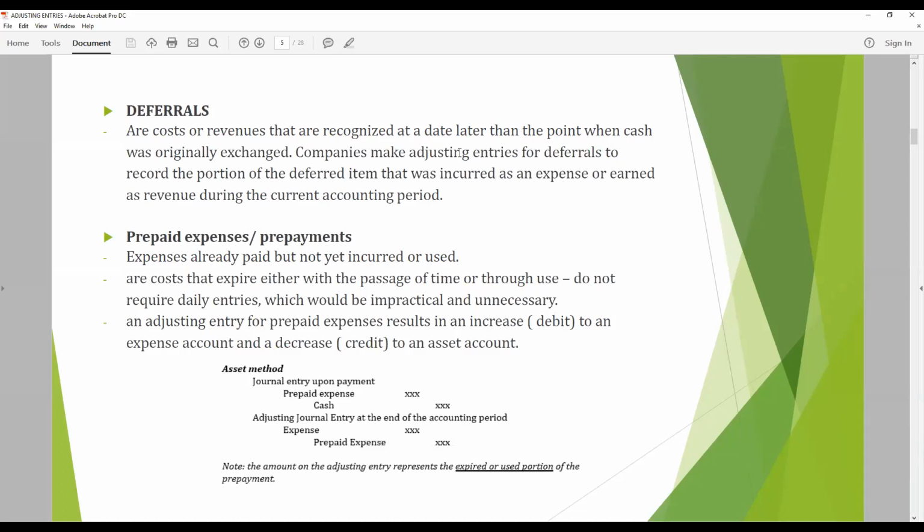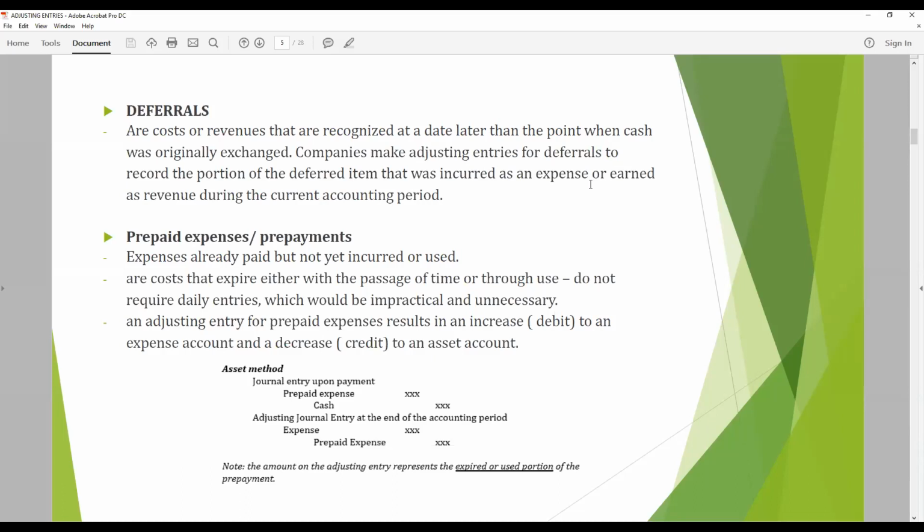So you need to make adjusting entries for deferral. Like i-defer nyo. Defer ano ba? I-delay nyo ang pag-record ng revenue or ng expense kahit na naka-receive na kayo ng cash. Kasi wala pa kayong right sa revenue na yun or hindi nyo pa na-incur ang expense na yun. This is the concept of deferral.